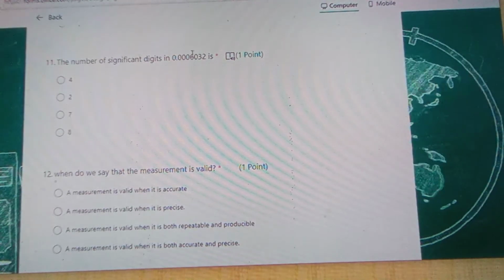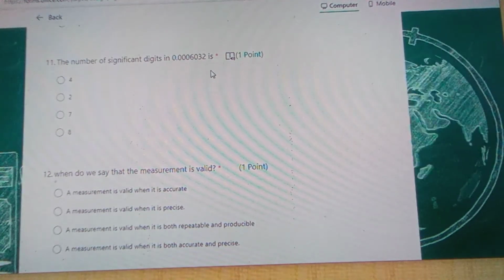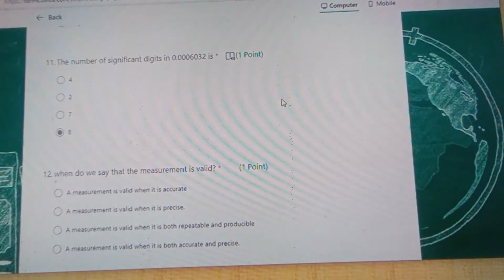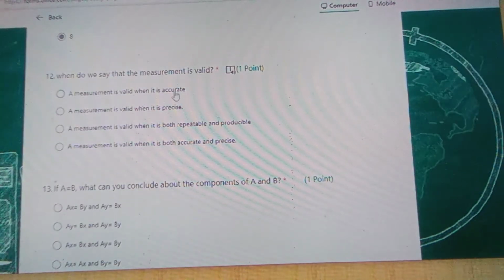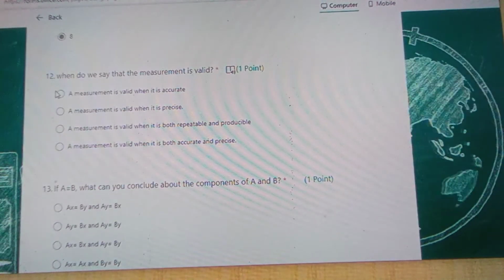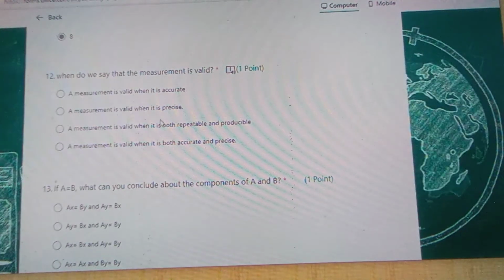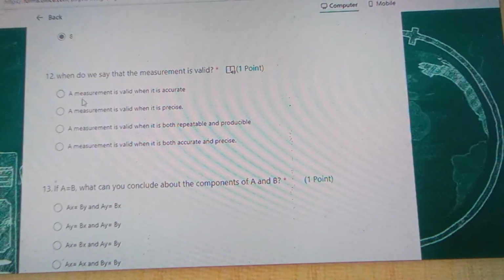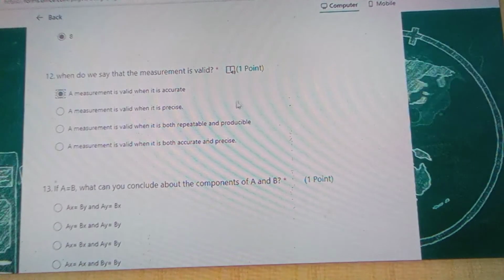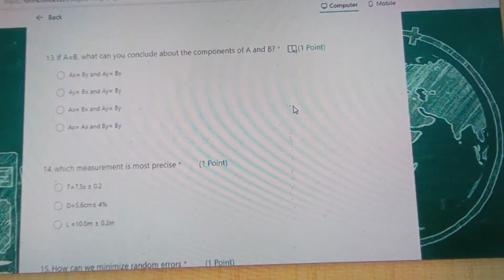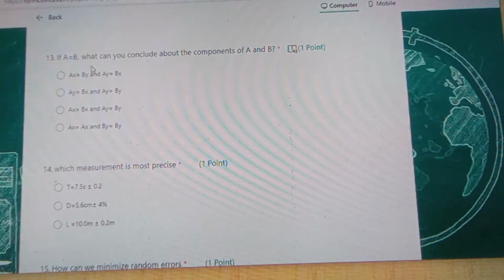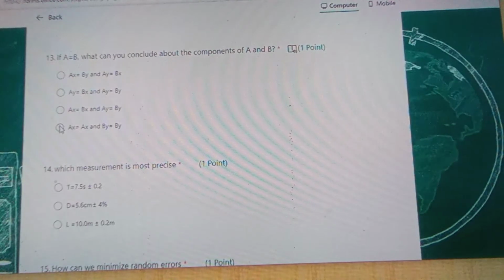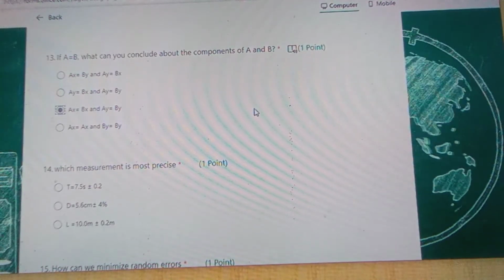The number of significant digits in this number is 4, 2, 7, 8. So we can choose according to what we know or what we have learned during this unit. When do we say that the measurement is valid? We have to choose. Okay. After choosing, we continue. Question 30. We need to read the question and we make the choice. Okay. We make the choice.